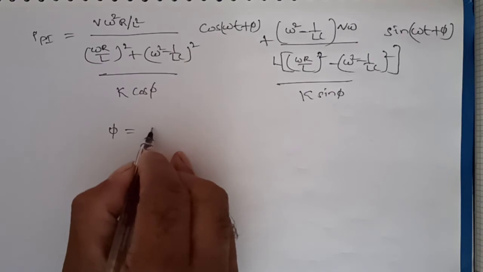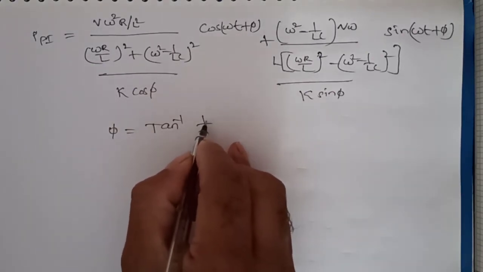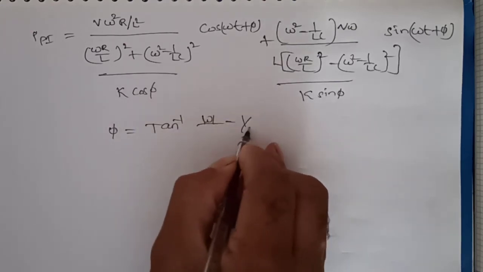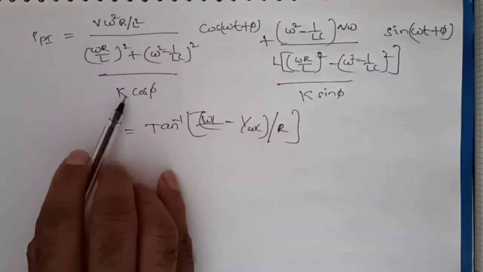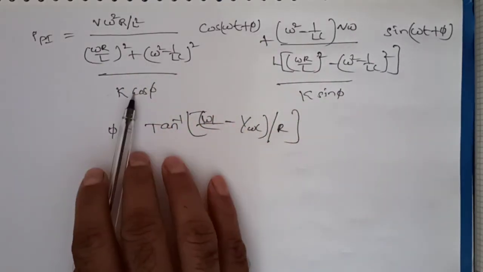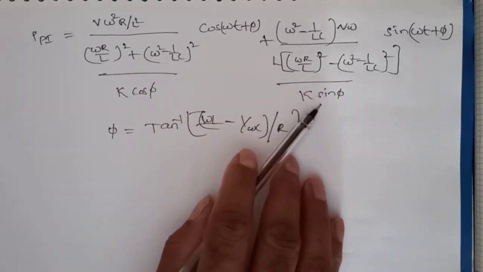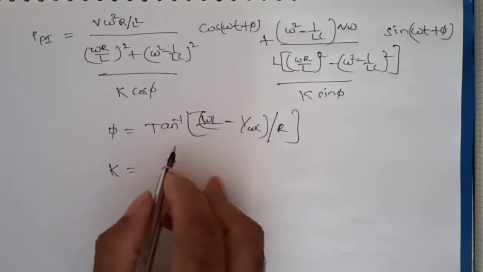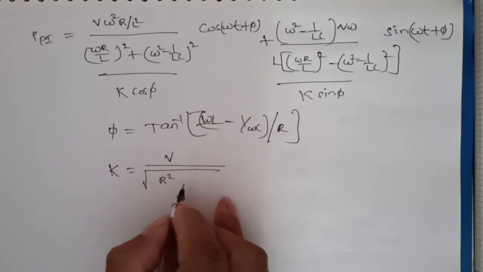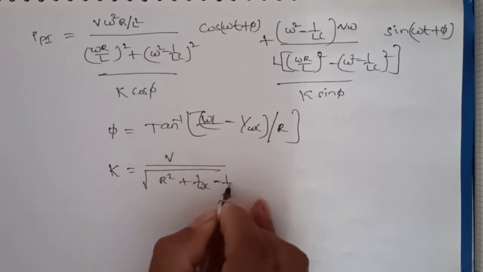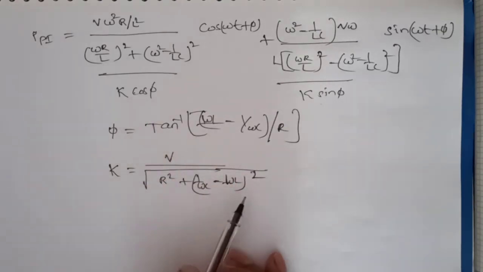Then we got pi equal to tan inverse of 1 by omega L minus 1 by omega C divided by R. Likewise, if you take the squares on either side and add these two terms, you will get k square cos square theta plus k square sin square theta. Sin square theta plus cos square theta will become 1, then we will get k equal to, I am writing directly here the equation, k equal to V by square root of R square plus 1 by omega C minus omega L whole square. So here after simplification we get a very simple term.